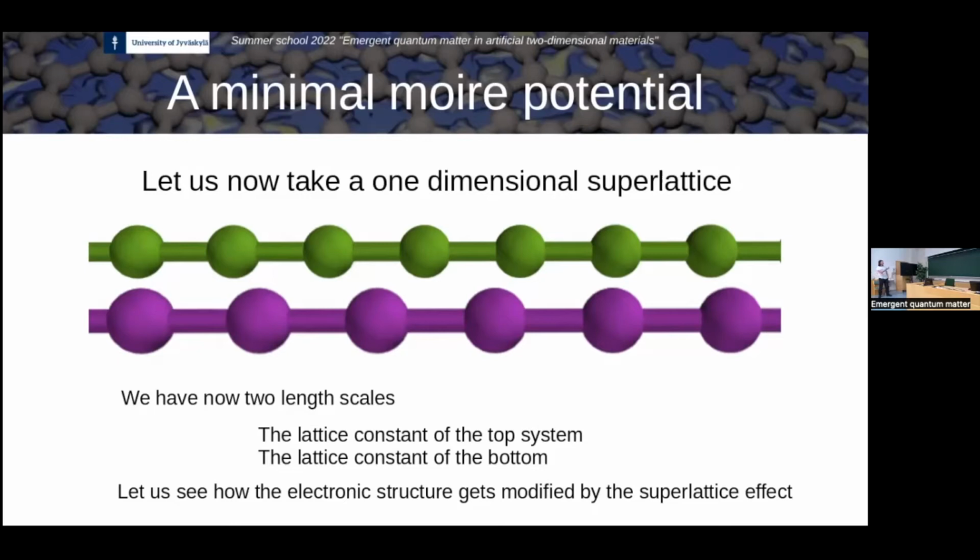So let's think that we take two different materials that have different lattice constants. So we have one material on top, one material on the bottom, and since they have different lattice constants, we are going to have a modulation in space of the parameter of the Hamiltonian. And for concreteness, let us assume that the material on top is a metal, so it has electrons close to the chemical potential, and the material on the bottom is a semiconductor or an insulator, and the impact that creates is to modulate the potential that electrons feel in the top layer.